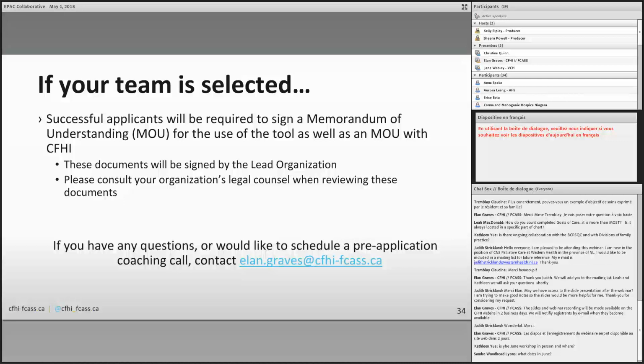A reminder, as is noted in the prospectus document, that if there are teams from Ontario that may be considering applying, they're encouraged to contact Julie Darnay at Hospice Palliative Care Ontario. And finally, a reminder that the expression of commitment form can be submitted in either language.